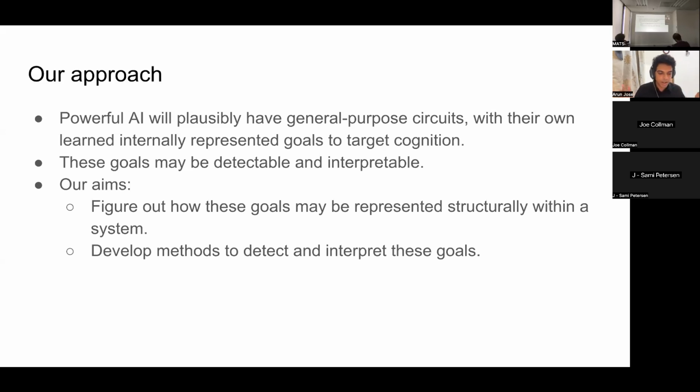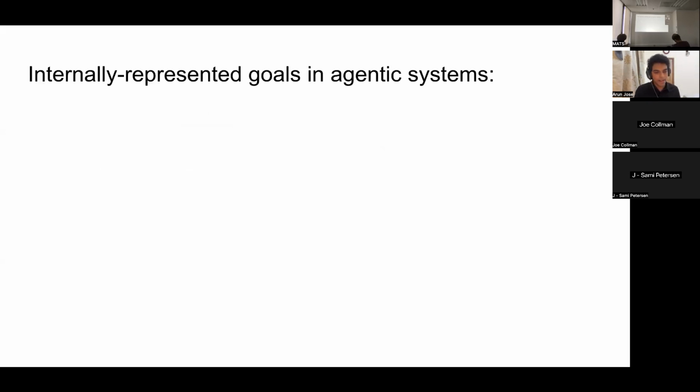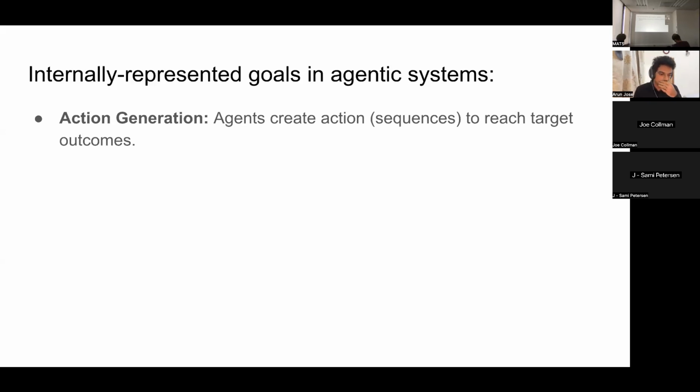So our aims here are essentially to figure out how these goals may be represented structurally within any given kind of system, and then develop methods to help us understand what these goals are. Like I said, we'll get into some of the subtleties very quickly, in terms of what we mean when we talk about internally represented goals in agentic systems.